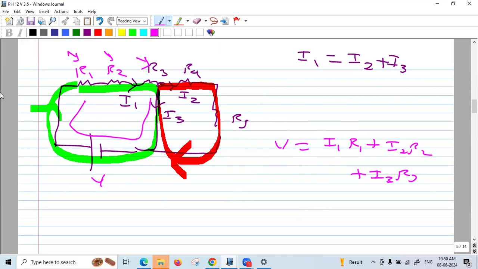In the second loop, if I do the same thing, I'll start from this point. The drop from here to here is I2 into R4. Okay. And again, I'm going in the direction of current. So here also there is a voltage drop, plus the same I2 into R5. Here there is zero because there is no drop in the connecting wire. So this is zero. So from this side, I'm getting a relation. Hold on.